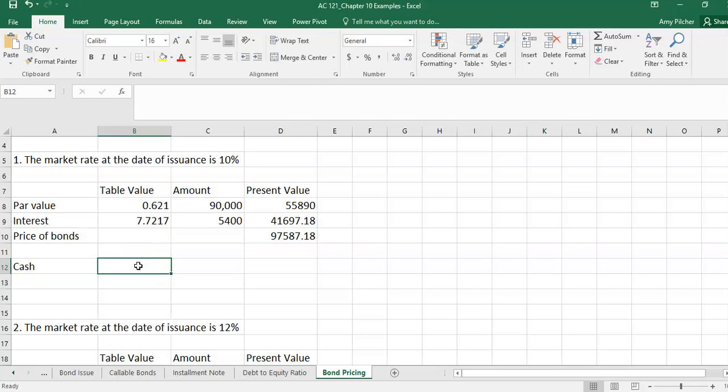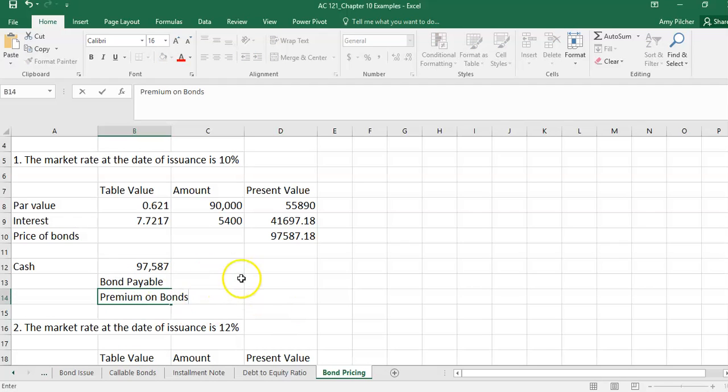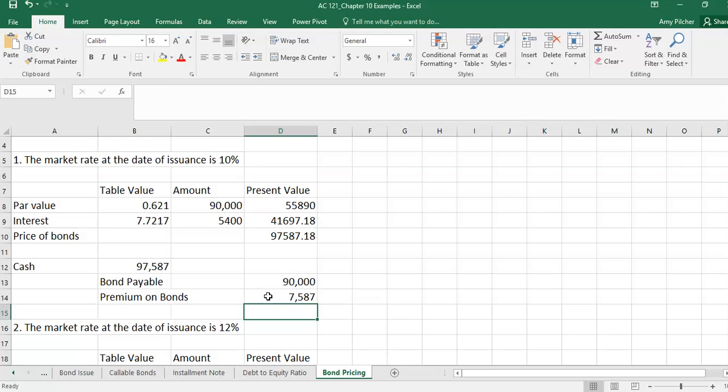So when we record the journal entry for that, we receive cash of $97,587. We'll round for this. And then we have a bond payable and a premium on bonds. So our bond payable is $90,000 and our bond premium is $7,587.